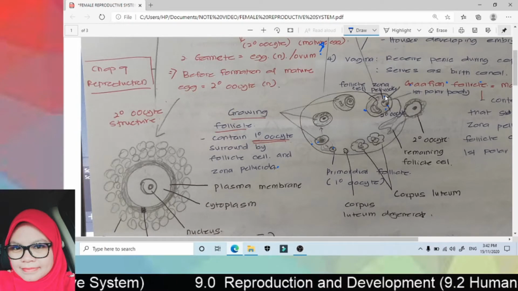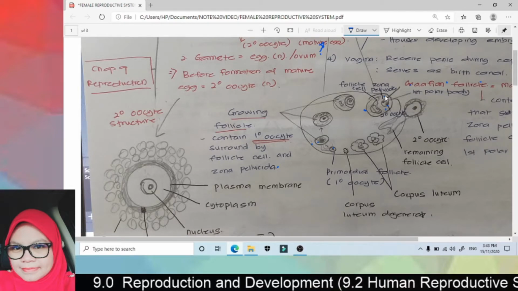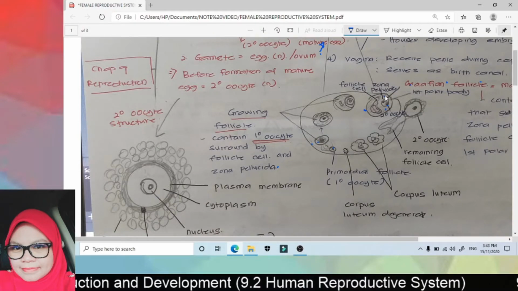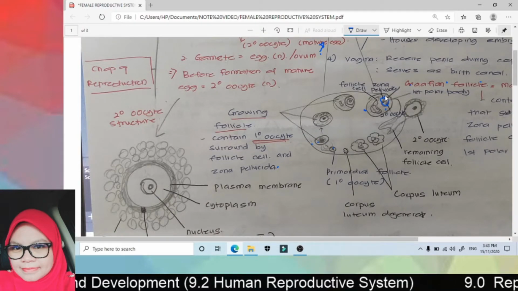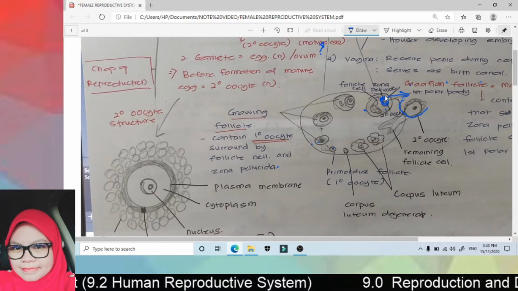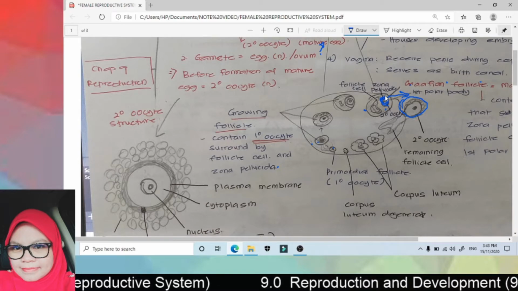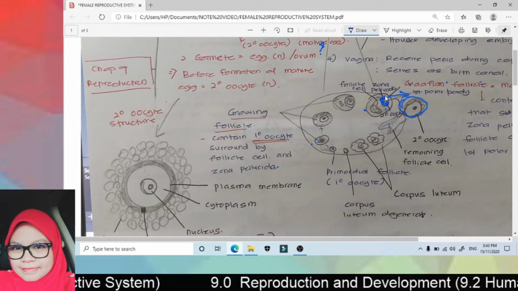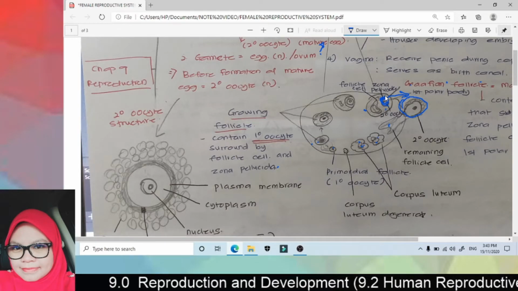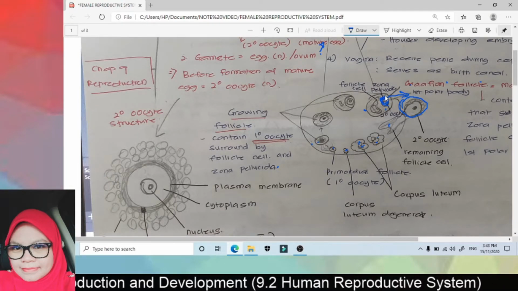So when the follicle becomes mature, becomes Graafian follicle, it will undergo a process called ovulation, where the follicle cell will burst and release the secondary oocyte itself. It will release only the secondary oocyte, together with a few layers of follicular cells. Okay, the remaining follicle cells will form a structure called corpus luteum. And this corpus luteum will degenerate. Okay, finally it will degenerate.